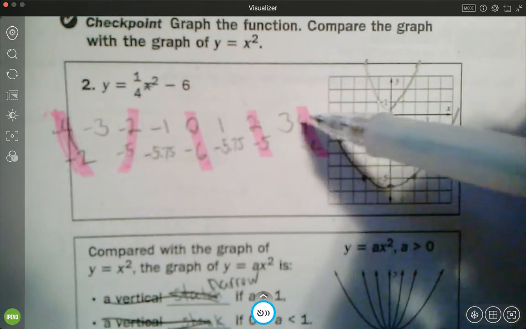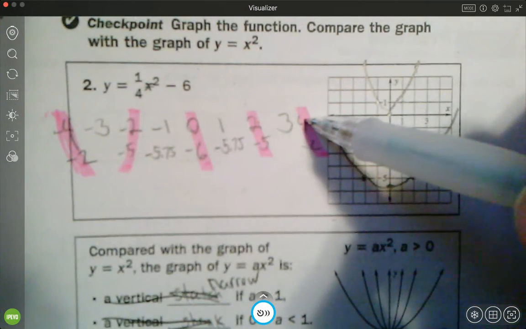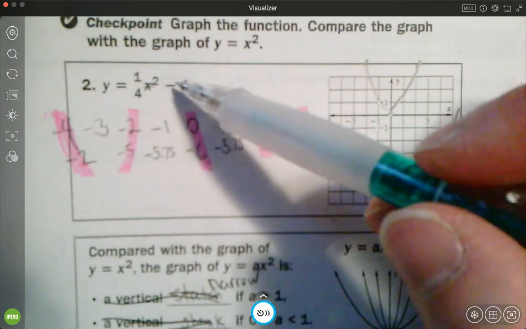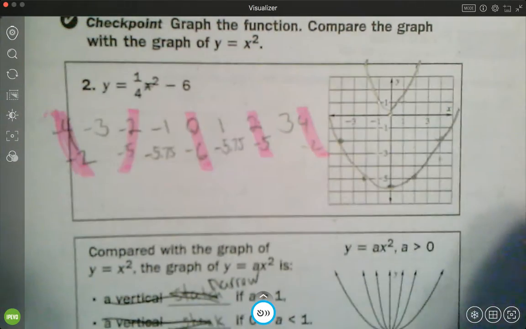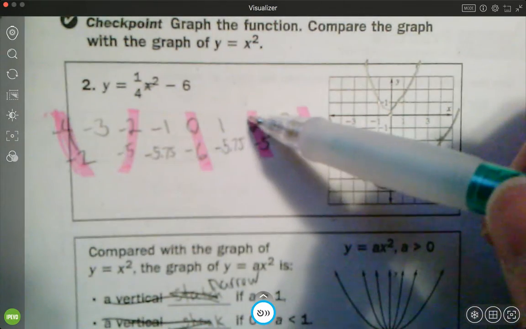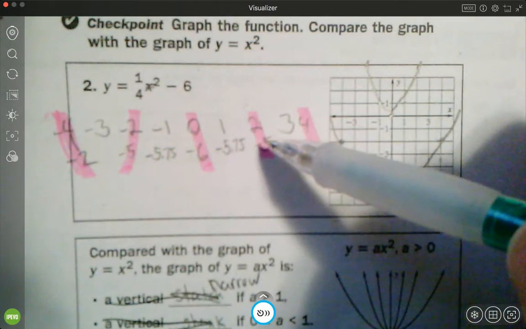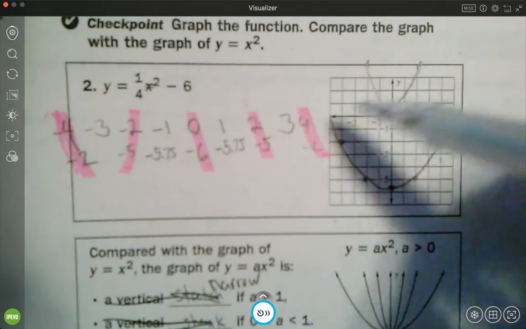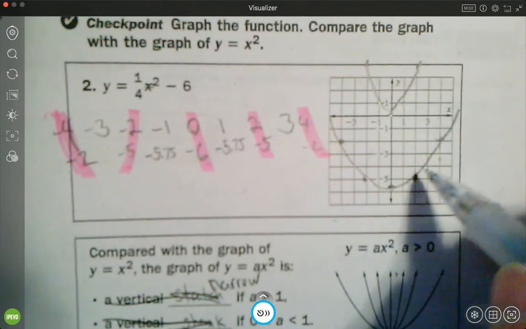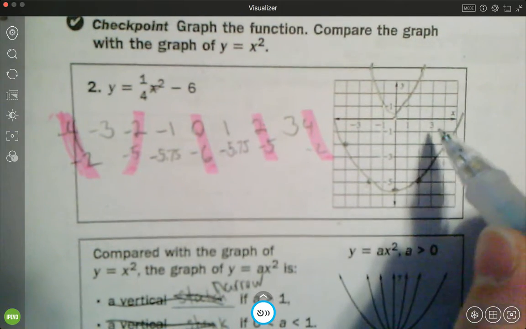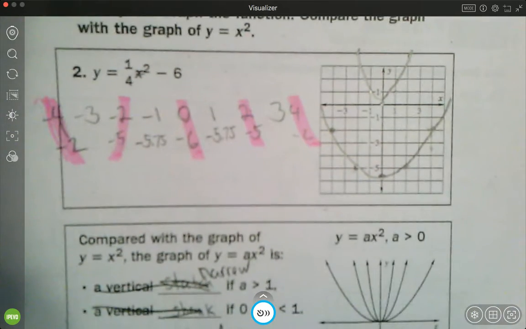But when you choose 4, 4 squared is 16, and a quarter of 16 is 4, and 4 minus 6 is negative 2. And same thing, 2 squared is 4, and 4 times 1/4 is 1, minus 6 is negative 5. And then if you know this is your line of symmetry and you get this, you know that. And if you get this, you get that.